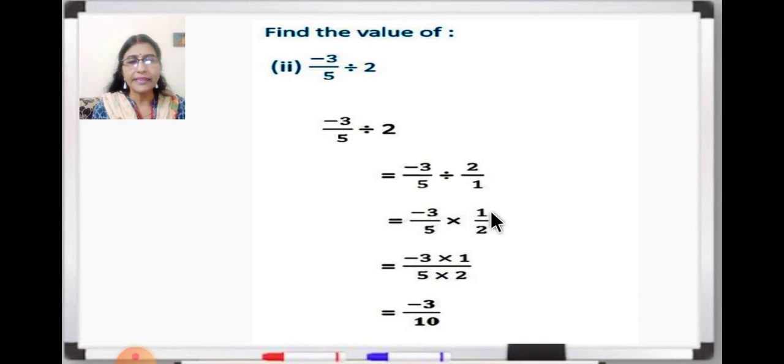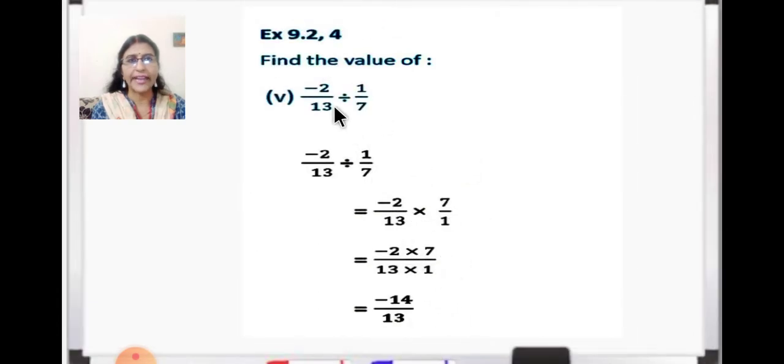And then what we will do? We are going to multiply the numerators first. Minus 3 into 1 upon, now 5 into 2. Now you cannot reduce any of the numbers. So we'll just multiply. 3 ones are 3 and then negative sign upon 5 twos are 10. So answer is minus 3 upon 10.